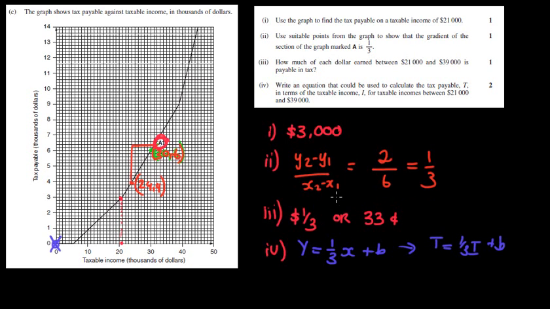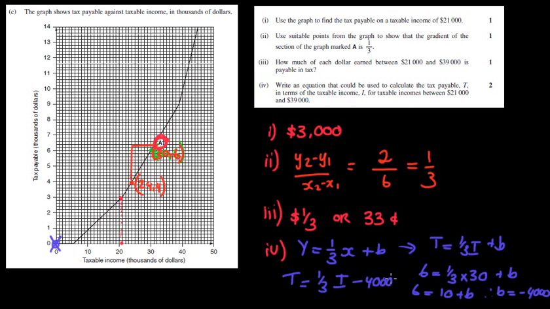So what we need to do is substitute a set of coordinates, and you can choose either of these two coordinates that I've used there. So I'm going to choose the 30 and 6. I'm going to put 6 where the T is: 6 is equal to 1/3 times 30 plus b. 1/3 of 30 is 10, so 10 plus b. Therefore, b is equal to -4. But remember, this is in thousands, so I'm going to put that as thousands. So finally, my last step is putting it back in: T is equal to 1/3 I minus 4,000, and that gets me my equation of the line of A, which is that line there.